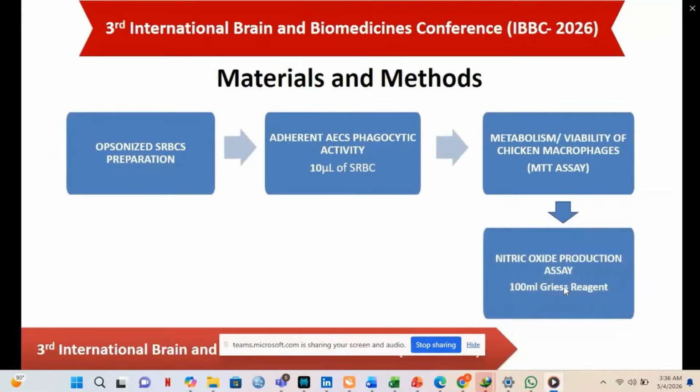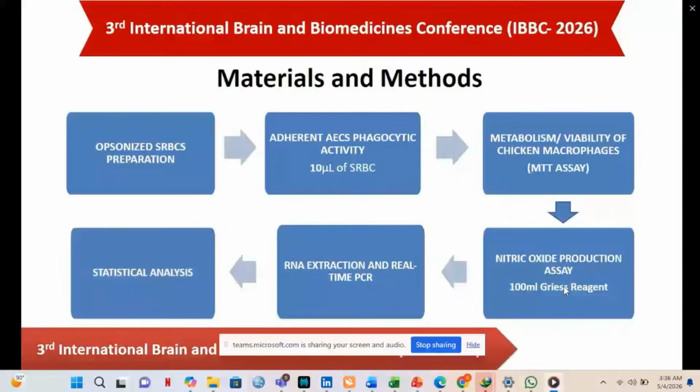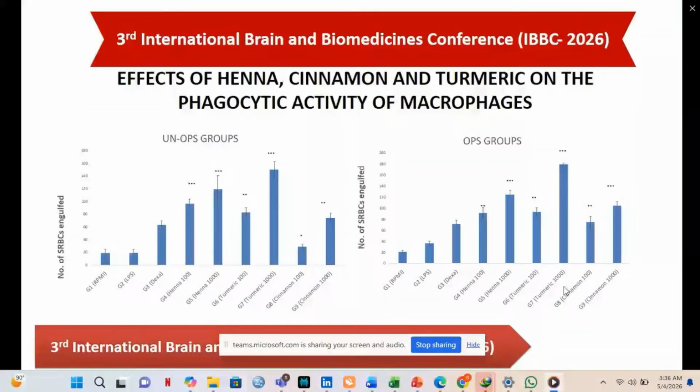And we also checked the expression of genes which are related to the inflammatory pathway. Finally, for significance, we used statistical analysis. So what the results of this study showed, as you can see here, is that henna, cinnamon, and turmeric, all three of them, actually we used two doses of all three of these herbs and spices. So the highest doses phagocytosed most of the sheep red blood cells.